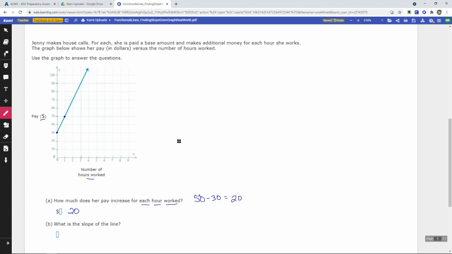So again, we look at where does she start? She starts at 30 for 0 hours worked, so when she gets there, she's making $30 as a base amount. And then after an additional hour, she's made an additional $20.